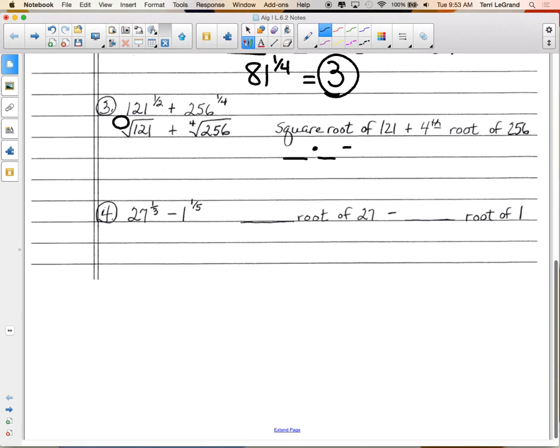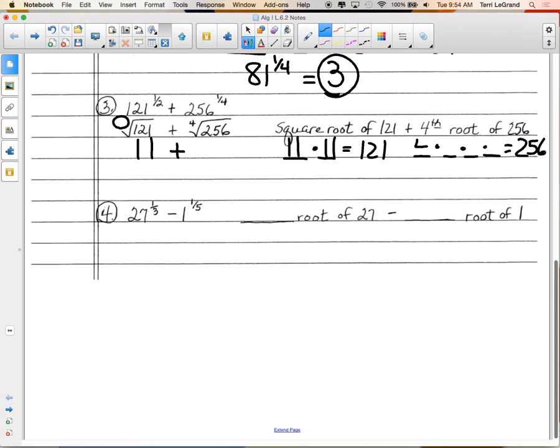What times what equals 121? And what times what times what times what equals 256? And by the way, that "what" always has to be the same thing in each of them. So what's the "what" in 121? 11. The square root of 121 is 11. So we can replace that with 11. And what's the "what" in getting 256? You think it's 4? Yeah.